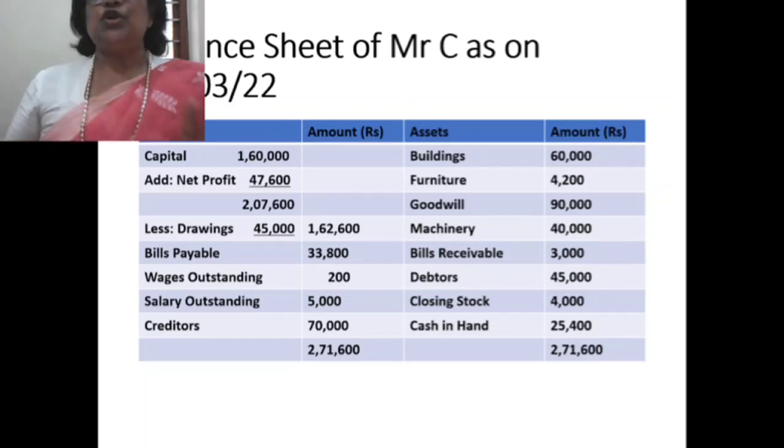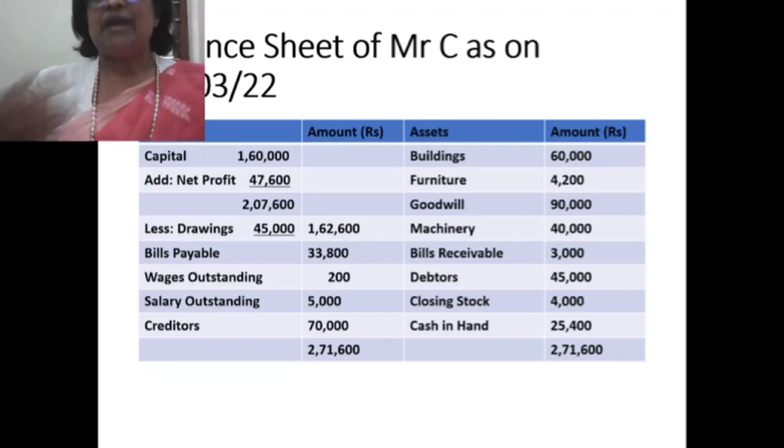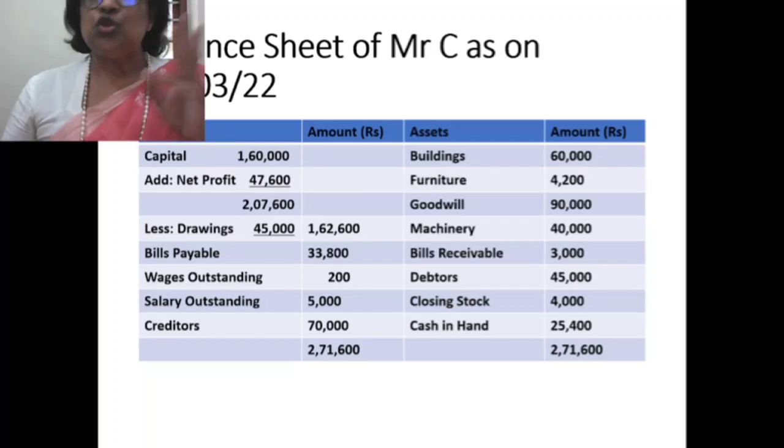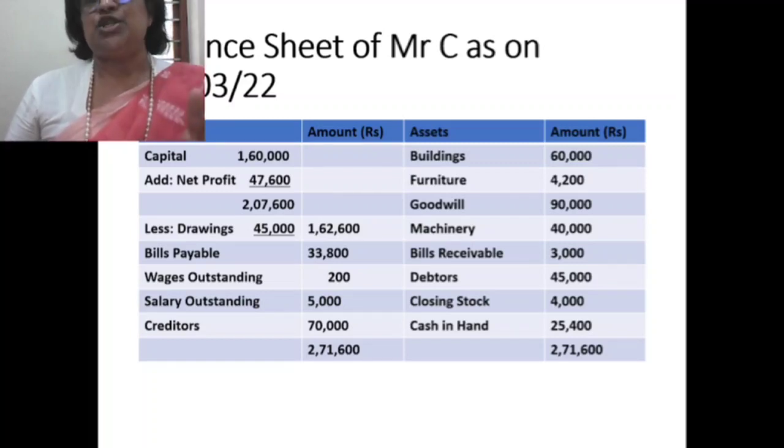So here in this module, two adjustments we have covered. One is closing stock. This item is appearing outside the trial balance. So two adjustments will be there. Closing stock will appear on the credit side of the trading account. Second adjustment is it will be an asset in the balance sheet.